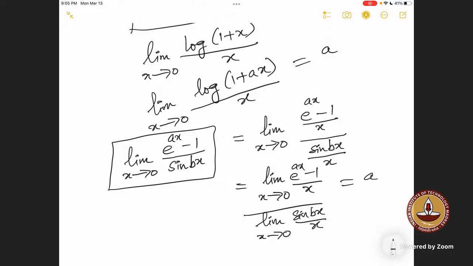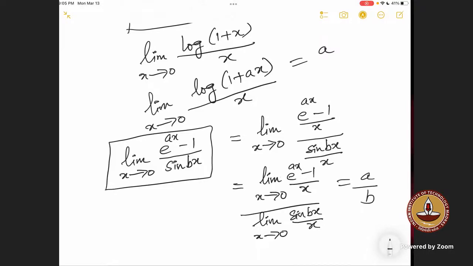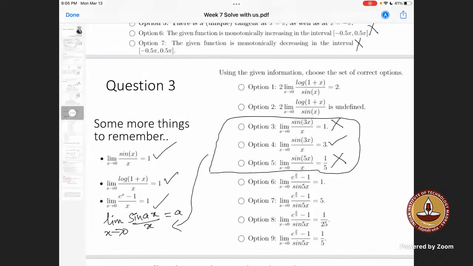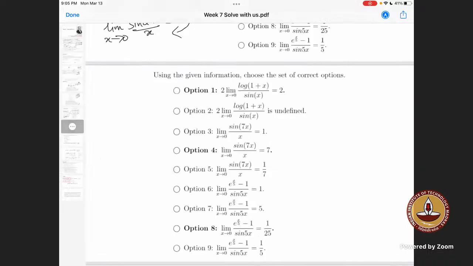And what will be the value for the denominator limit? It is b, because it is b here, right? Is that clear? So now I think you should be able to solve each and every option. So let me check the first one. Sir, you can ask.